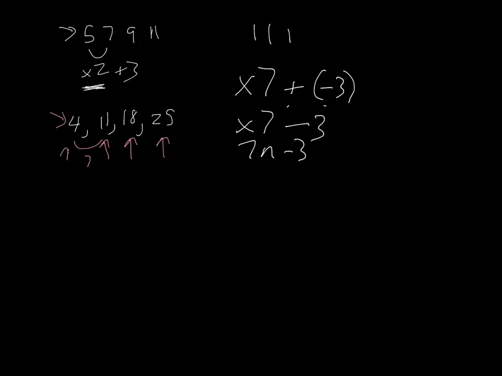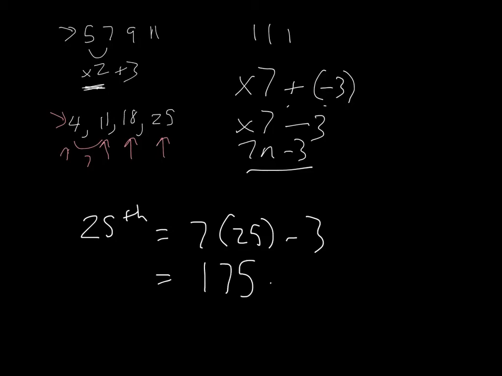So the rest of that question says, use your rule to find the 25th term. Well, 25th term equals 7 times 25 minus 3. 7 times 25, well, think about quarters. 7 quarters is $1.75, minus 3 equals 172. And that's how that should be laid out. Hopefully that would make it fairly straightforward.